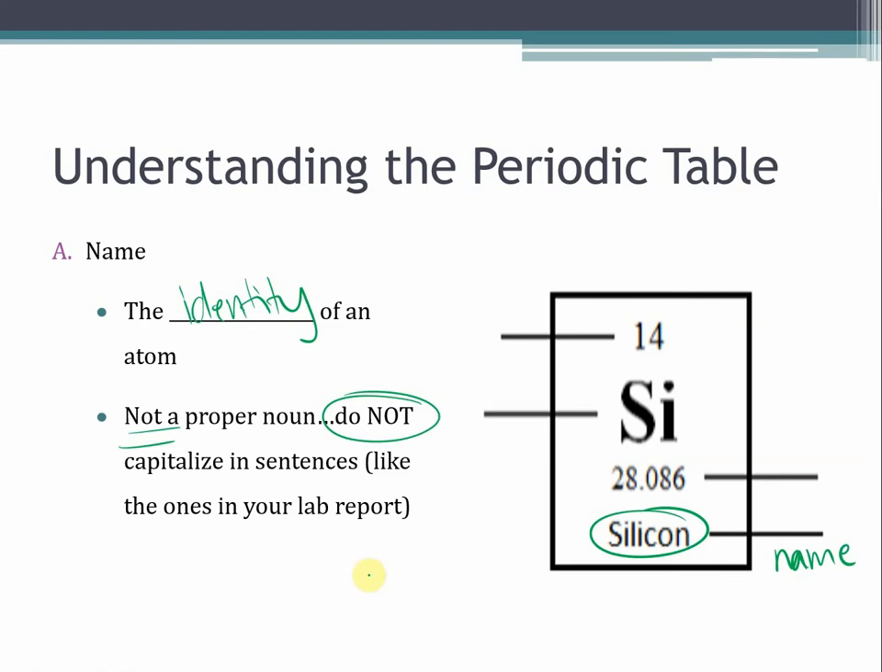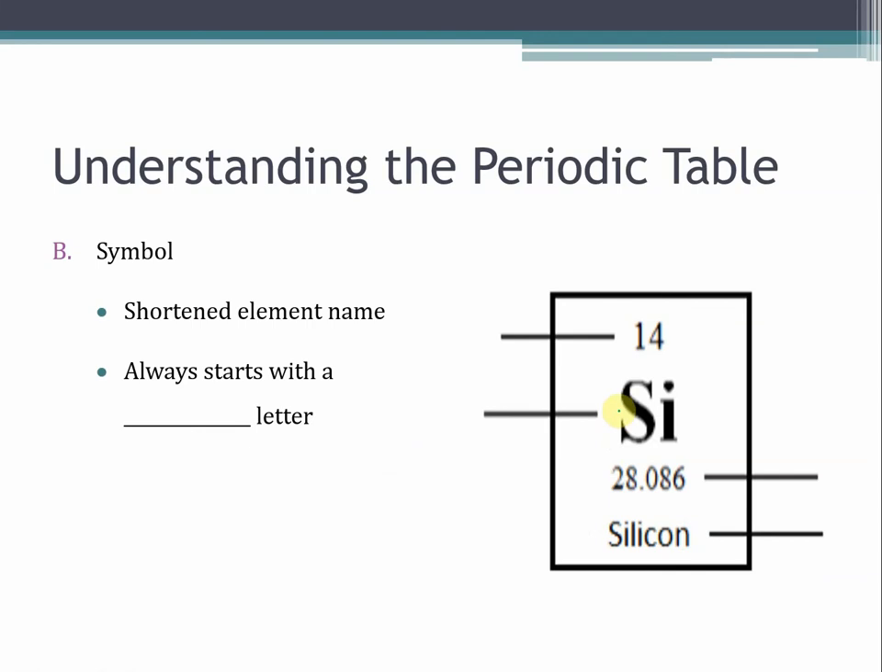So that's the first thing we can get from our table. The second is our symbol, which is right here. The symbol is the shortened element name. Some elements have very long names. The symbols are always very short. It'll either be one letter or two letters. Like here, silicon is 2 letters. It's always going to start with a capital letter. Always, always. If there is a second letter, the second letter will be lowercase.